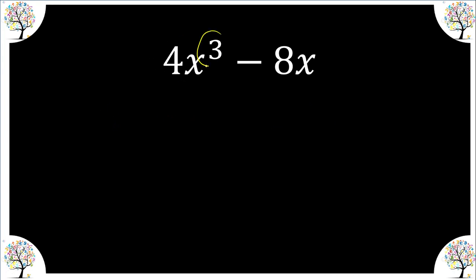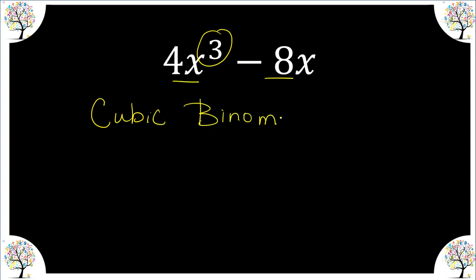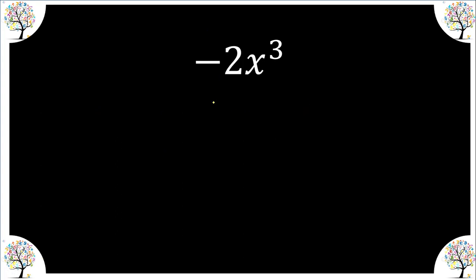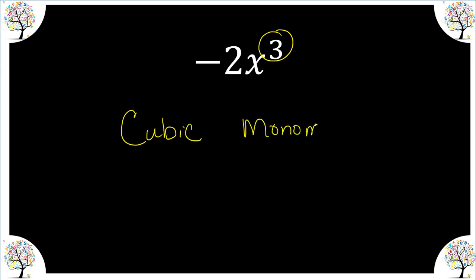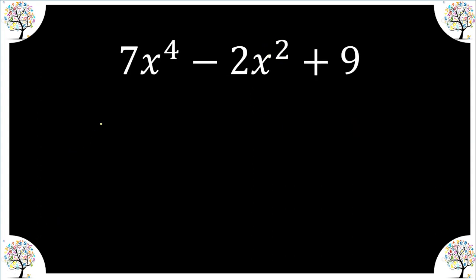Here we have our largest degree is a 3, so that is a cubic, and we have 2 terms, so that is a binomial. Remember, nomial means terms. Here we have a single monomial, and our degree is a 3, so that's cubic because of the 3, and monomial because of 1 term. Remember, add and subtract, separate terms.